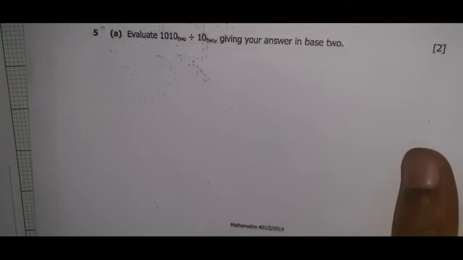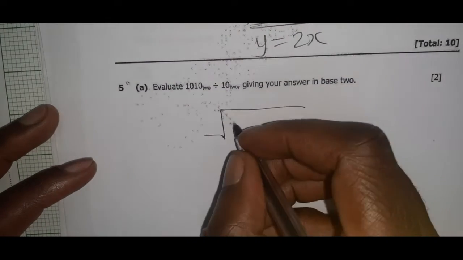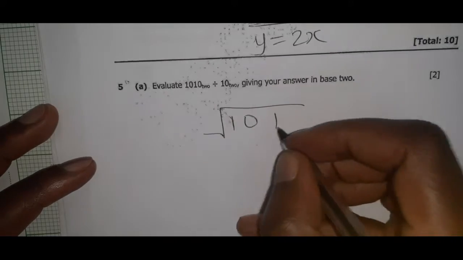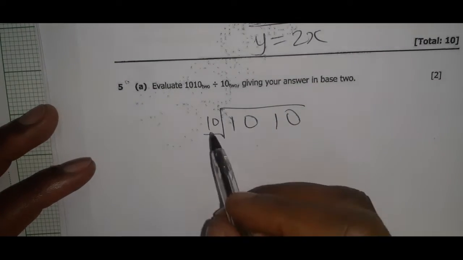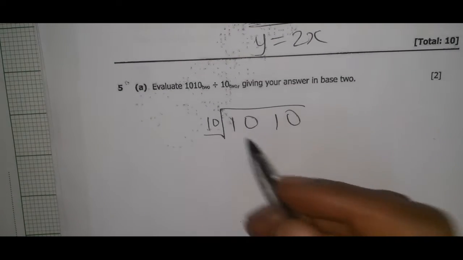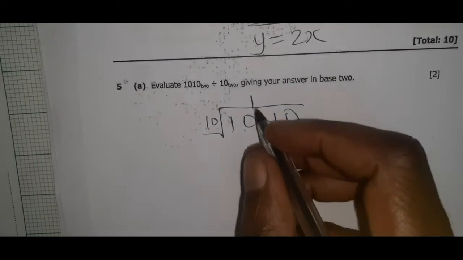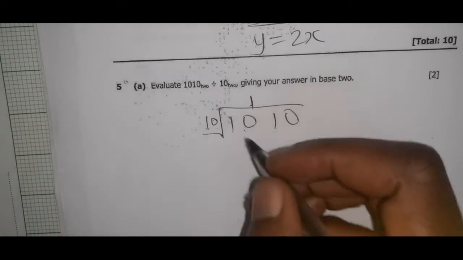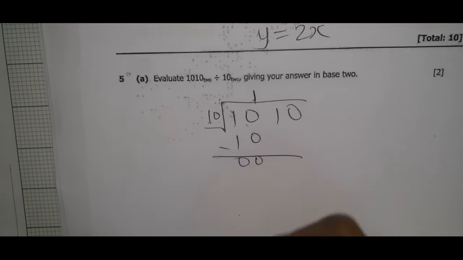So we go to question 5. This is division. 1 here. Okay, what are we getting? Okay, we can't even read these numbers. So 10 into 10, what do we get? 1. When you multiply this by this, we get 10. Subtract, we're getting 0 here.